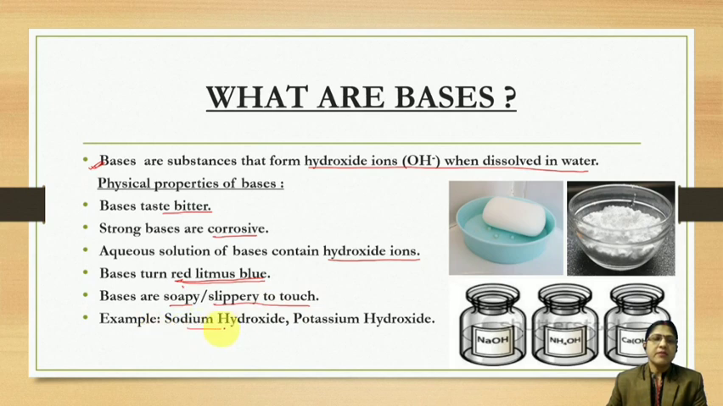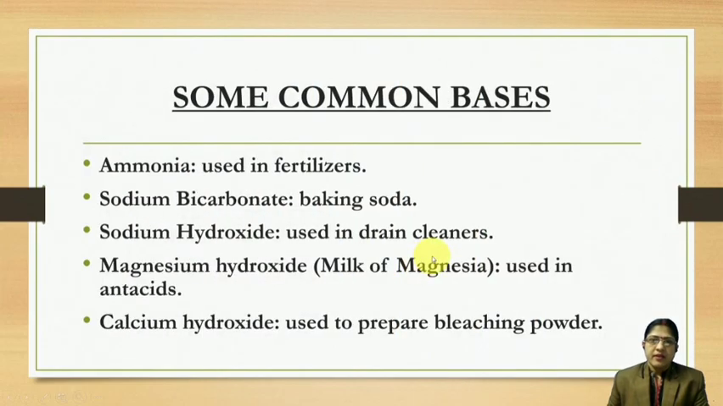Some common examples: sodium hydroxide, potassium hydroxide, right? These are some common examples. Here we have ammonium hydroxide, calcium hydroxide. Here I have taken sodium bicarbonate, and this soap also. These are bases. Let us discuss some common bases. Ammonia is used in fertilizers. Do you know fertilizer? Yeah, it is used in agriculture. So ammonia is a common base.